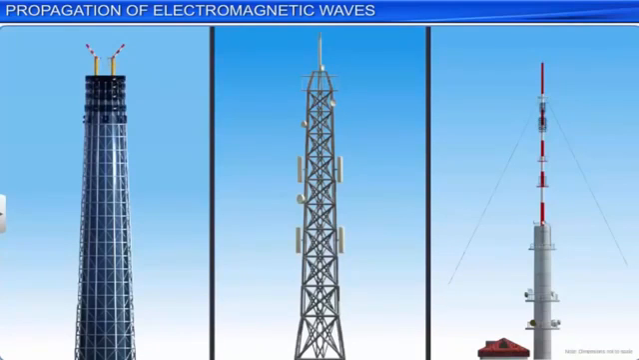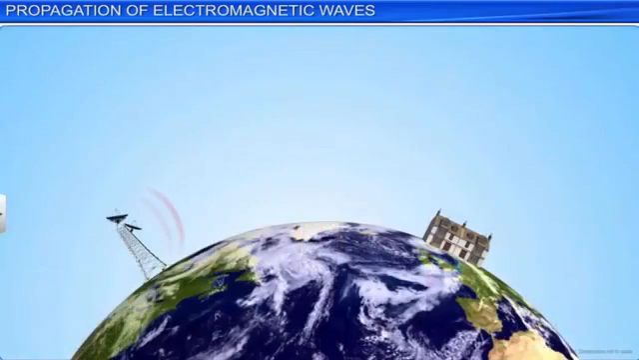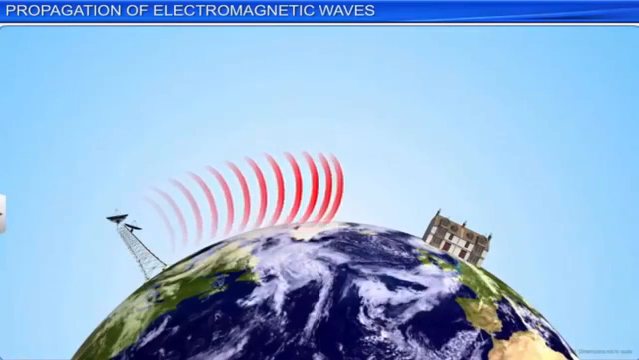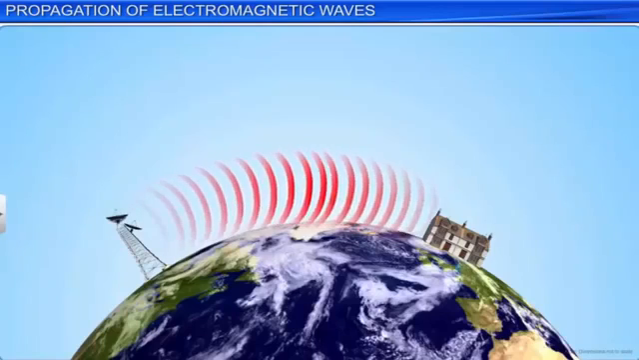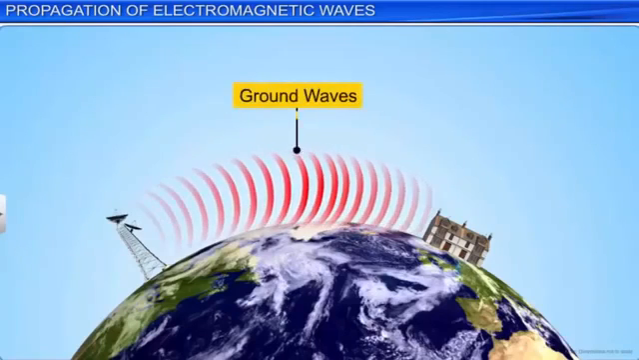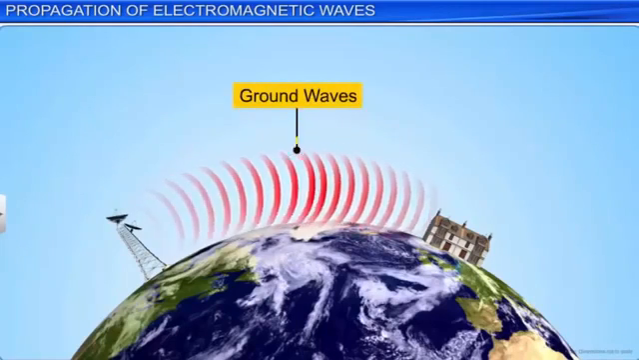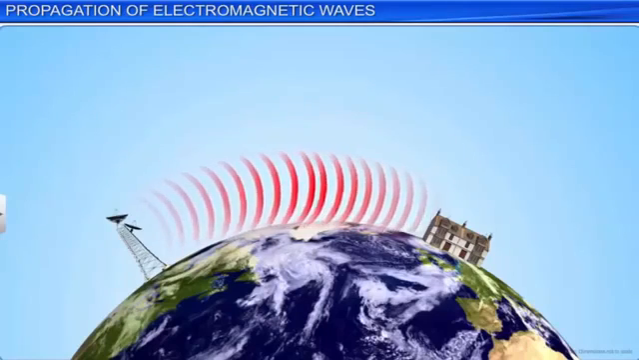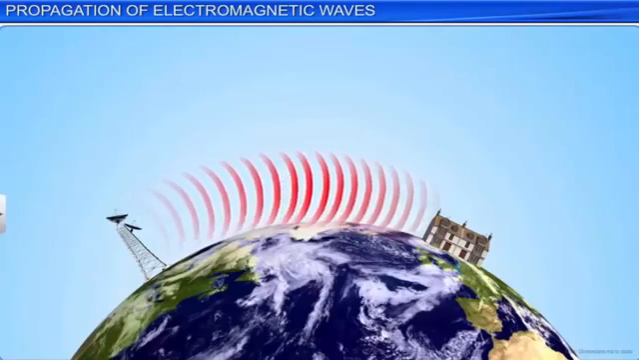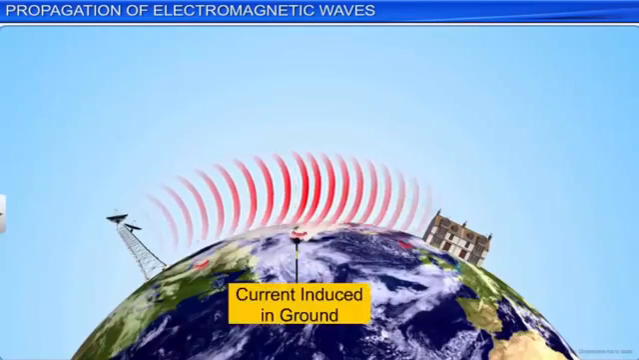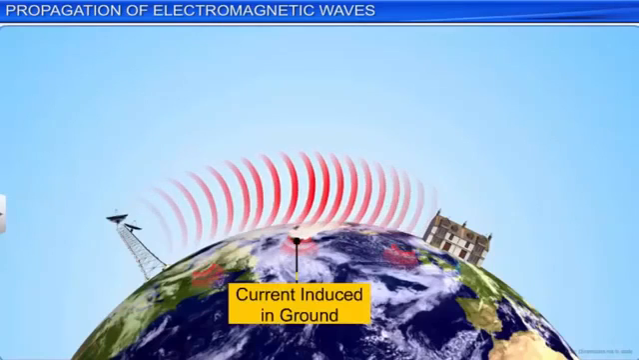Such transmission towers are used to transmit signals with low frequencies up to a few megahertz only as surface waves or ground waves. A signal propagating as a ground wave travels along the surface of the earth. A propagating ground wave induces current over the ground on which it travels. This leads to a loss in signal strength or attenuation.